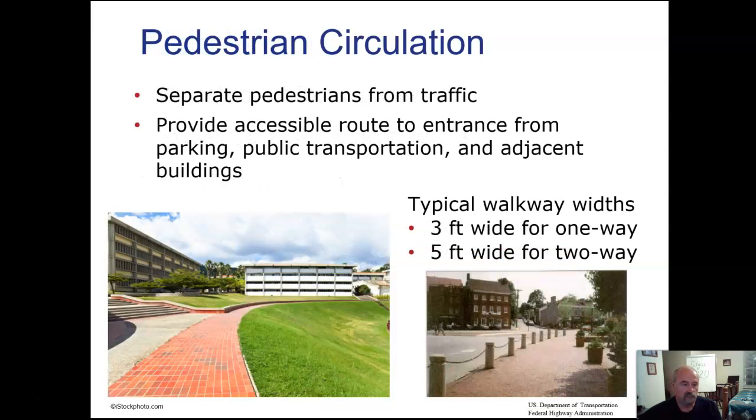Pedestrian circulation. Separate pedestrians from traffic must be provided, and an accessible route to the entrance from parking, public transportation, and adjacent buildings. Typical walkway widths are 3 feet wide for one-way and 5 feet for two-way. The lower right picture shows a pedestrian barrier, which can improve pedestrian safety from getting run over by cars.